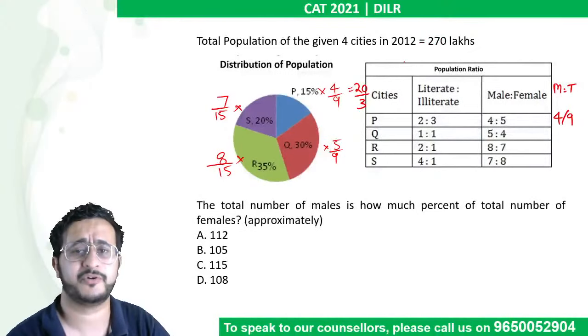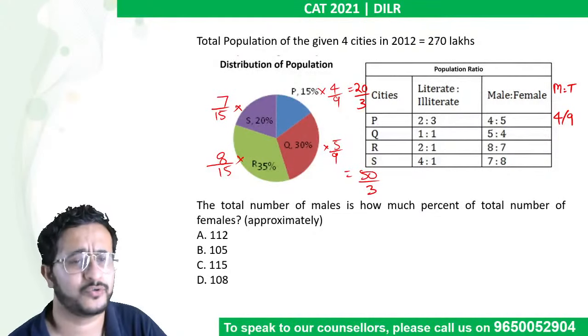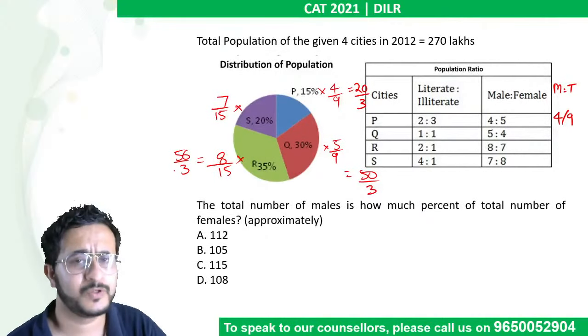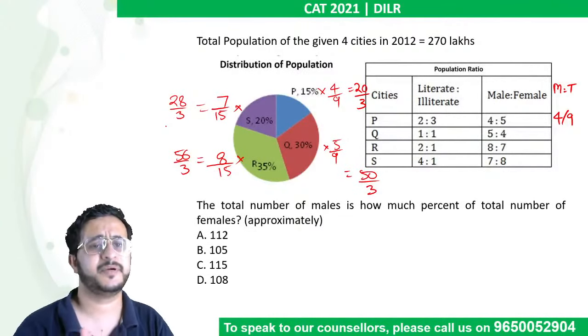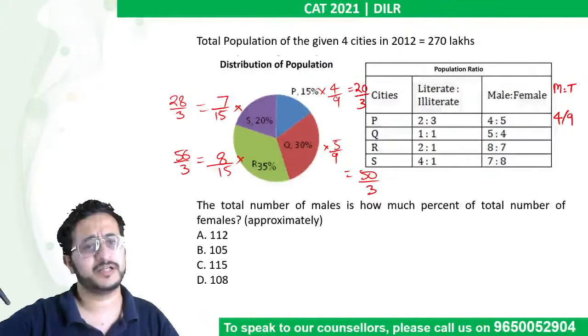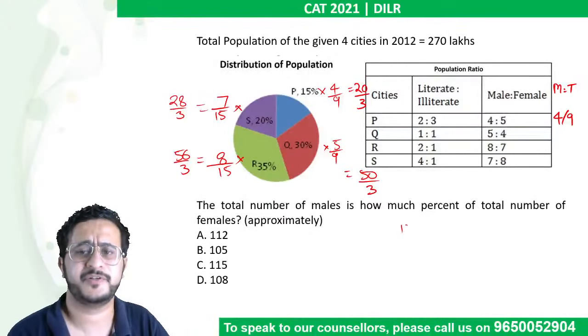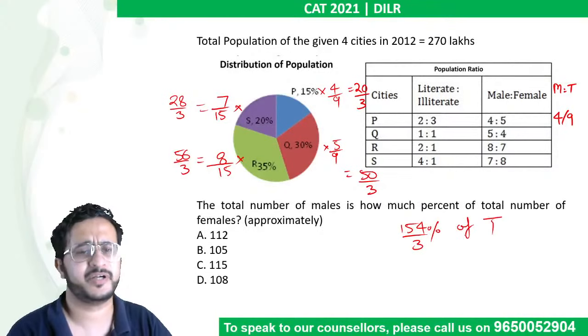I am not calculating the number of males. Okay. This you will get as 3 times 50/3. 50/3% of total population. Okay. This you will get as 56/3. Okay. And this you will get 4/3, that is 28/3. 28/3% of what? Of total population, right? So just add these four. 70 plus 84, 154. So male population is 154/3% of T, whatever is the total population.